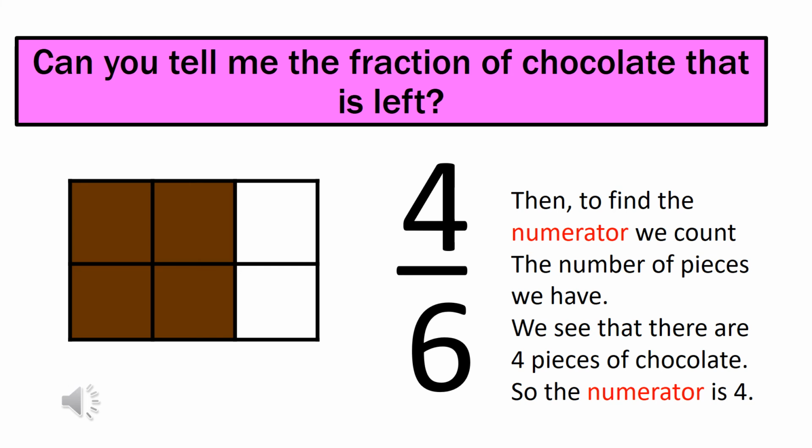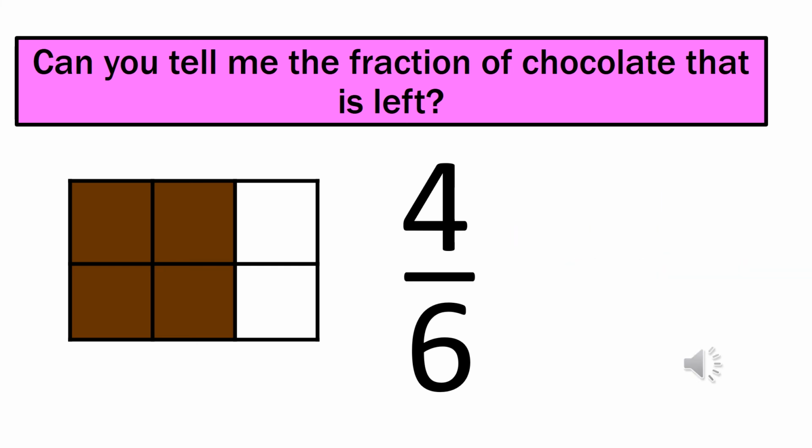Next, we're going to find the numerator. Now remember, the numerator is the number on the top, and we find this by looking at how many pieces are left. We can count to find out that there's 4 pieces of chocolate left, so we know our numerator is 4. And there we have it. The fraction of chocolate that is left is 4/6. This means there was 6 pieces of chocolate at the start, but there's only 4 pieces left now.